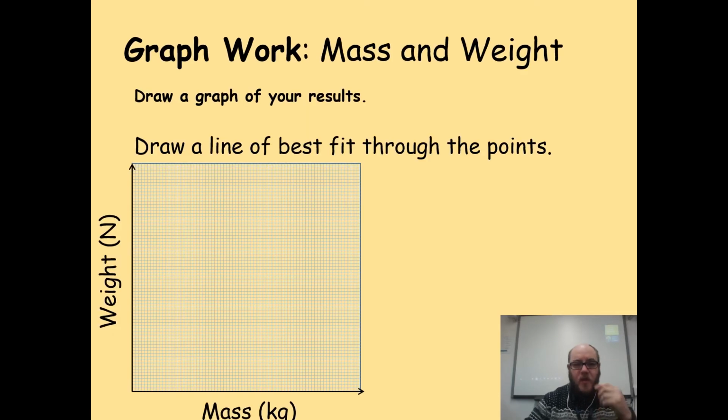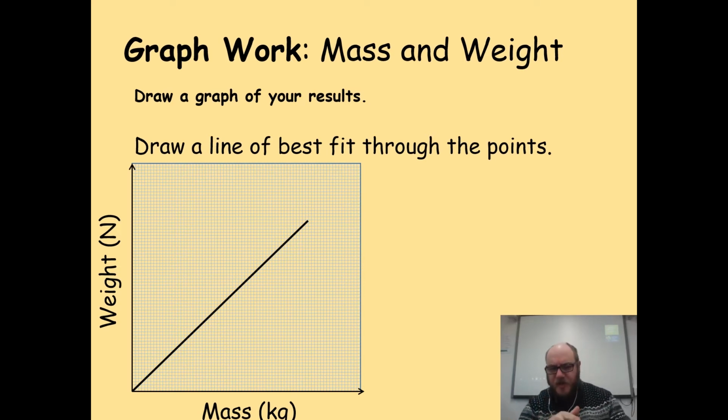So the next thing you would do is you would draw a graph. You'd have weight on the y-axis because that's the dependent variable, that's the thing that changes, and mass on the x-axis, that's the independent variable, the one that you change. You'd then draw a line of best fit, and you'd get a series of points which would form a straight line. And this would happen every single time.